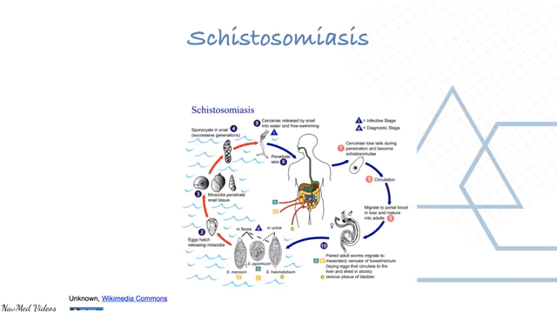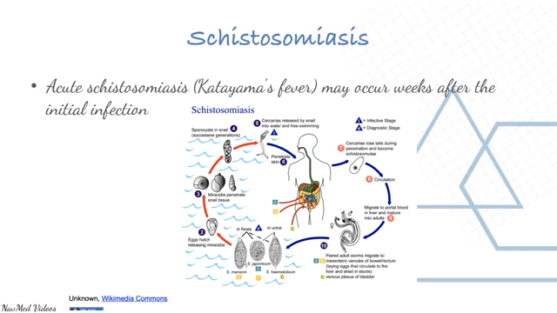Okay, so this is how schistosomiasis develops. Acute schistosomiasis or Katayama fever may occur weeks after the initial infection. Step one: the larvae are in feces and in urine, and the eggs hatch and release miracidia. These miracidia penetrate the snail tissues. Then in the snail you have sporocysts. In the sporocysts you have cercariae, released by the snail into the water, which are free swimming, and which are taken by the humans and penetrate the skin.